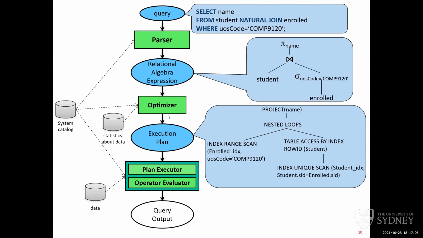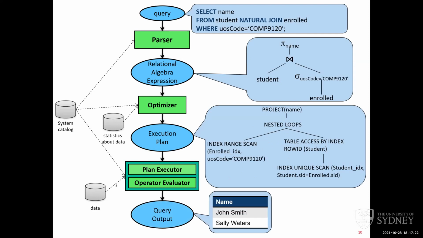So here you can see the job of the optimizer is to figure out which algorithm or which process we need to use in every step of the query. After that, the plan executor will get access to the data. Based on these algorithms, it will apply all of them, take the data as input, and then finally figure out what the output will be. So let's go through all of these one by one.